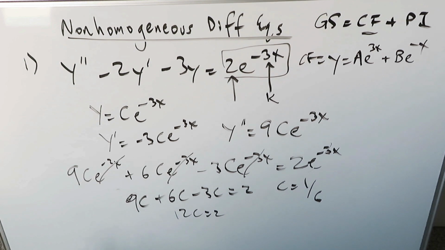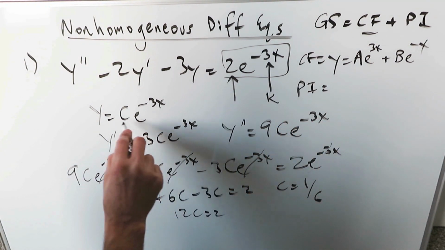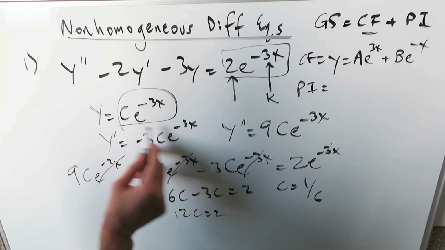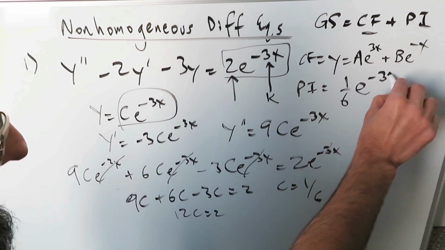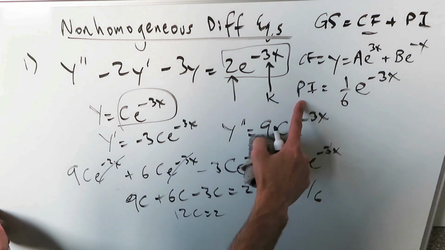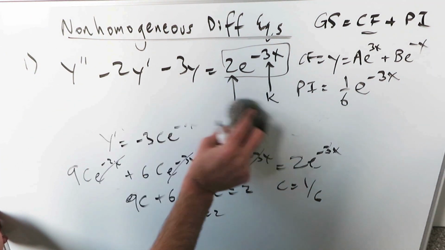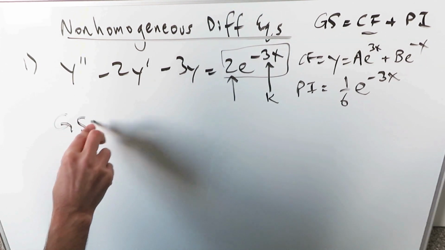Now we can determine our particular integral function, and this is how you do it. You already have your template right here. You know what your C is, 1 over 6. It's 1 over 6 e to the power of minus 3x. Now we have our complementary function determined and we have our particular integral determined. All we have to do is present the general solution, and we will.